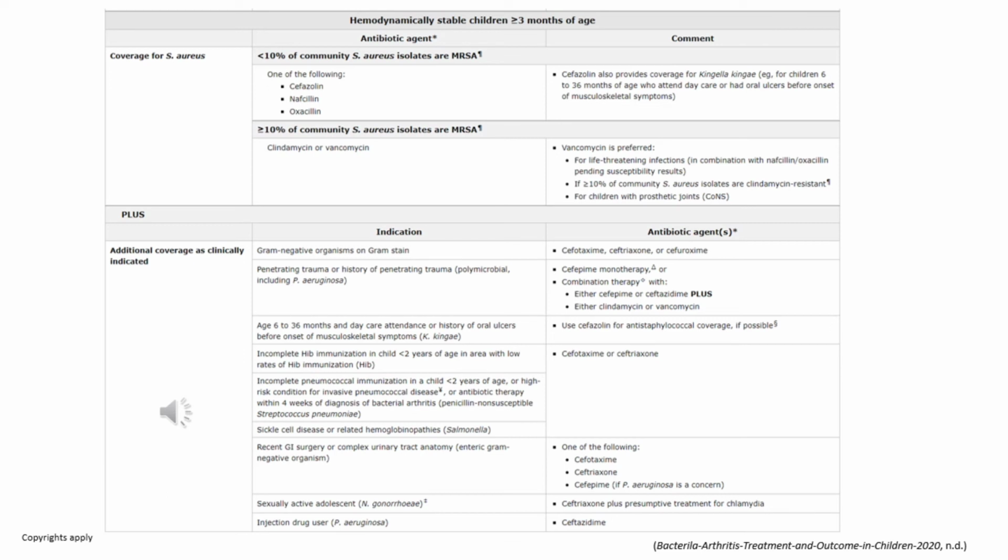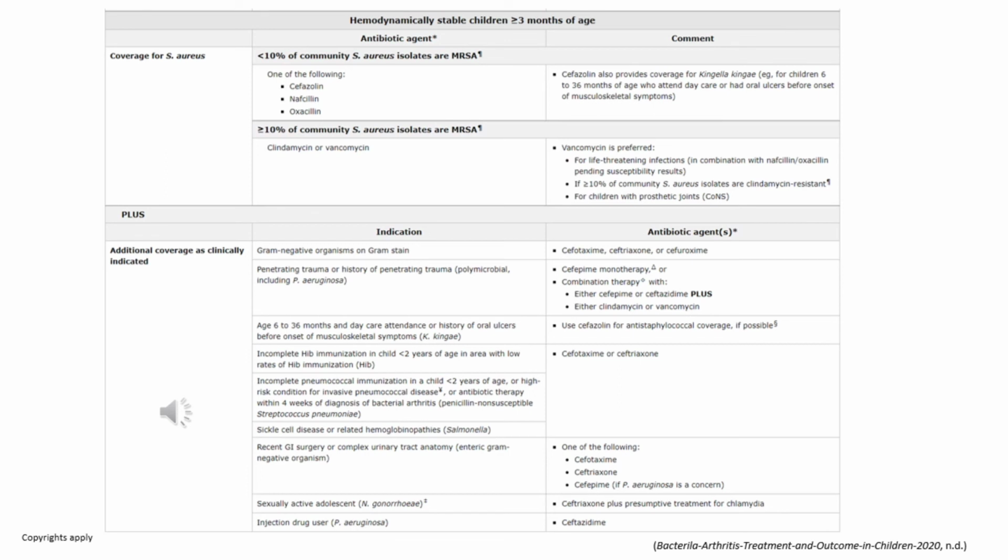Vancomycin is preferred for life-threatening infections in combination with oxacillin or nafcillin pending susceptibility results. Vancomycin is preferred if more than 10% of community S. aureus isolates are clindamycin resistant, and lastly, it is preferred for children with prosthetic joint infection, like coagulase-negative staphylococci. The agent of choice depends on the severity of illness, local prevalence of community-associated MRSA, the susceptibility of community-acquired MRSA isolates to clindamycin, and suspicion for other pathogens.